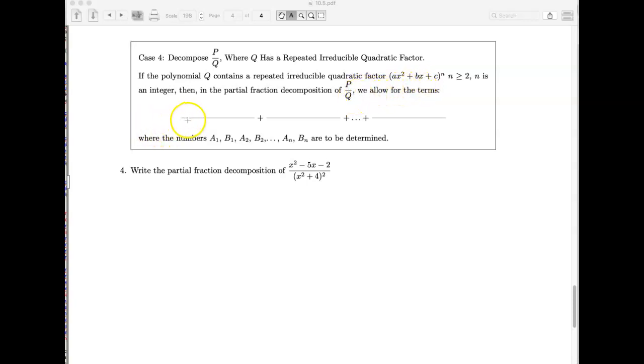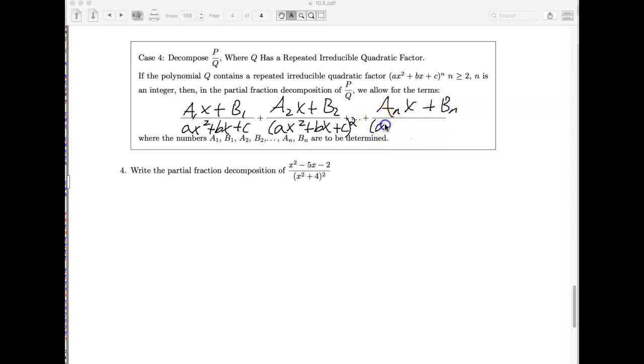And the partial fraction decomposition will be set up as a1x plus b1 divided by ax squared plus bx plus c, plus a2x plus b sub 2 divided by ax squared plus bx plus c to the second, plus and so on, plus a sub n x plus b sub n divided by ax squared plus bx plus c all to the nth power.